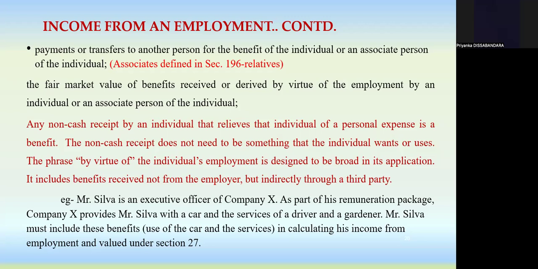That means we have to consider not only the cash amounts we receive from our employer, but all cash benefits as well; non-cash benefits should be considered for the employment income. For the valuation of that non-cash benefit, we have a specific section, that is Section 27. So under Section 27, we value the non-cash benefits for the purpose of income tax. So if we receive cash benefits as well as non-cash benefits, both are considered under employment income.